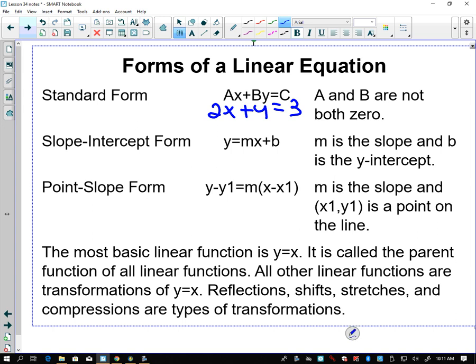Okay? The slope-intercept form of the equation, if we use this same equation, would be y equals negative 2x plus 3. Do we understand that? And how we've changed it. All I did was move the 2x to the other side. I had to subtract it from both sides, giving me the exact same equation.